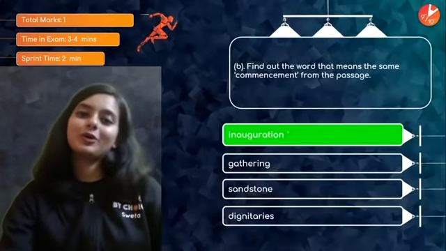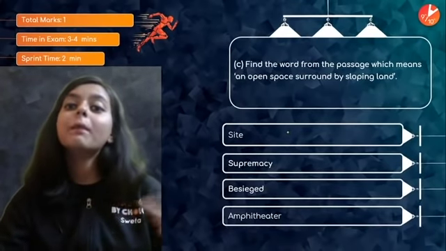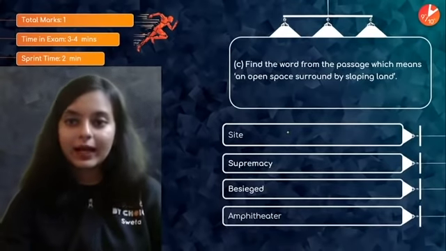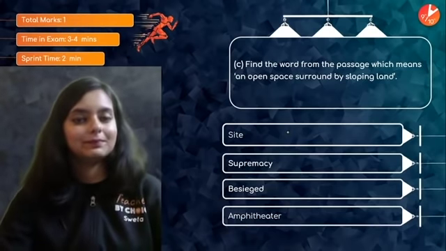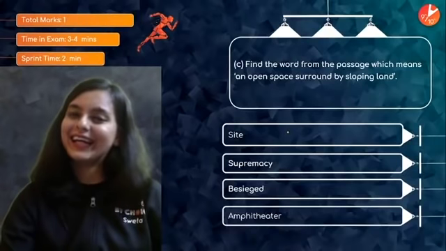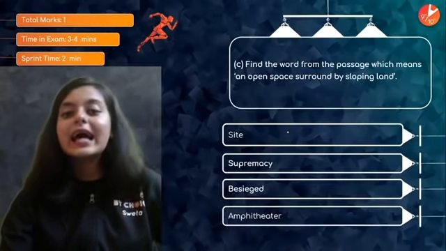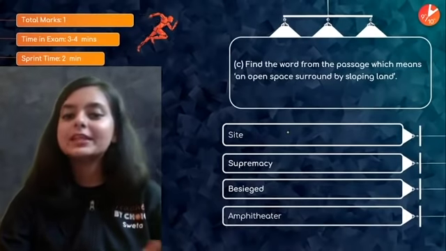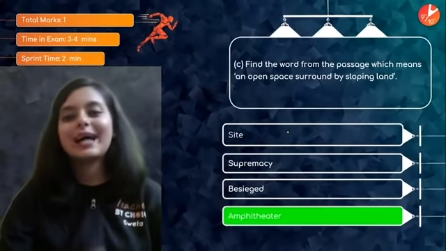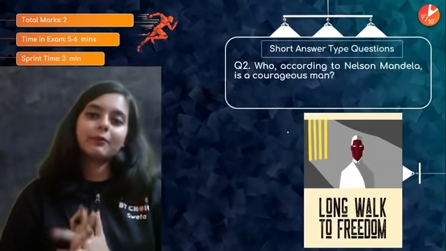So that is inauguration. Next is find the word from the passage which means an open space surrounded by sloping land. Quickly, quickly. There is only one such word again. Very easy question. This is side supremacy, besieged or amphitheater. Of course, it is amphitheater, right? Okay. Moving ahead with the short type question.